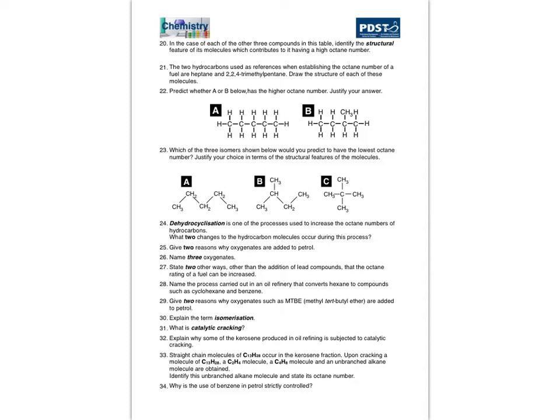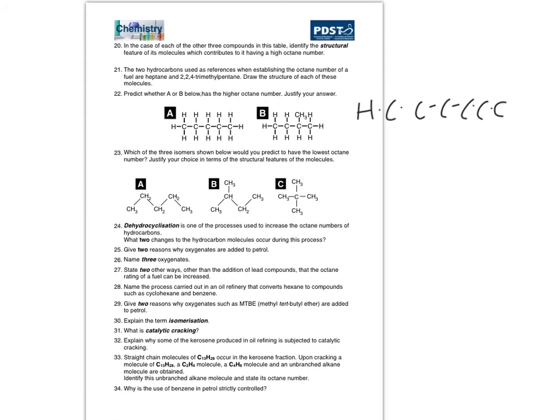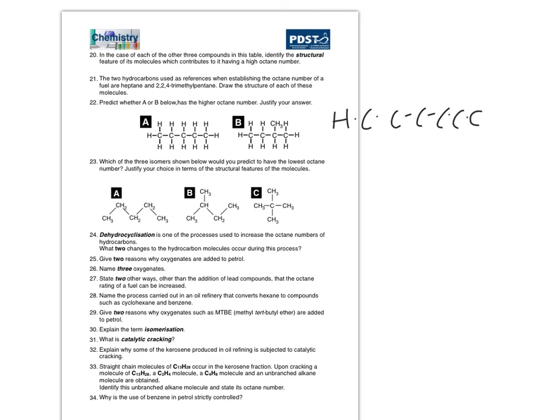Okay, 21. The 2 hydrocarbons used as references when establishing the octane number of a fuel are heptane and 2,2,4-trimethylpentane. You have to draw the structure of each of these. So heptane, 7 carbons, 1, 2, 3, 4, 5, 6. Just move it over a bit. 7, and then you're adding hydrogens on to each of those.